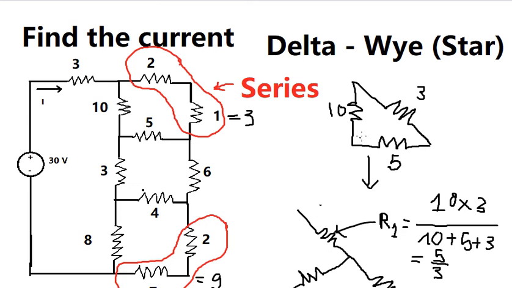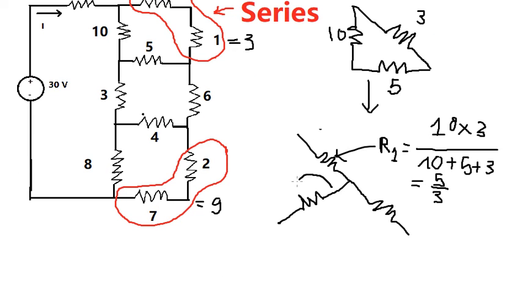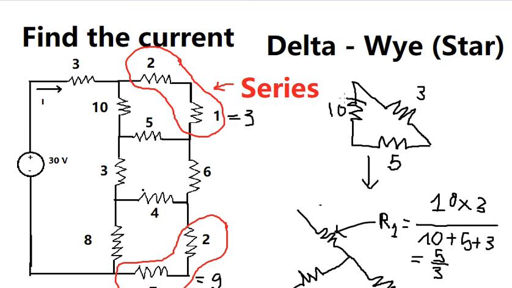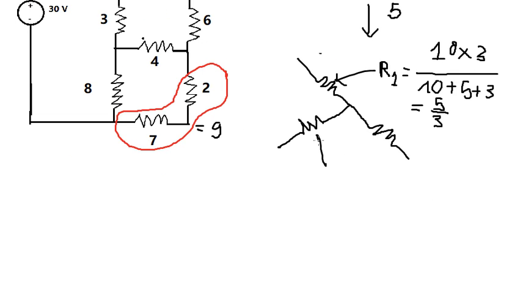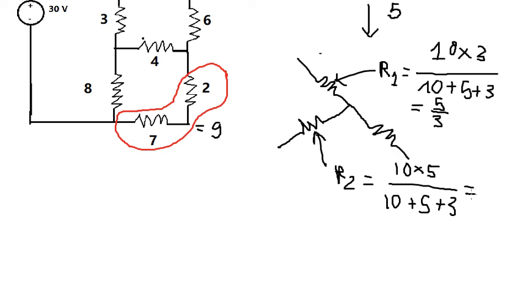Now the next one, R2, is this one in here. R2 is between 10 and 5. So R2 should be 10 multiplied by 5 over 10 plus 5 plus 3. And this one we have 25 over 9.